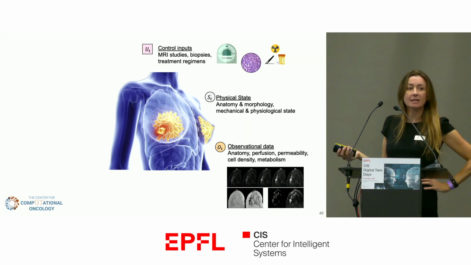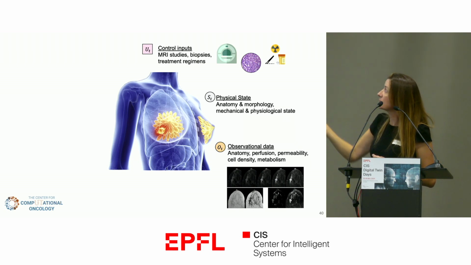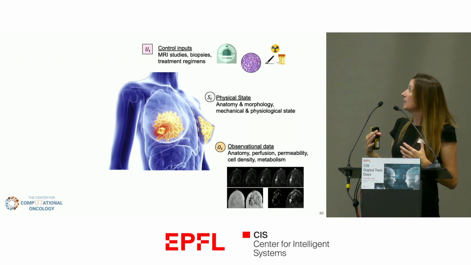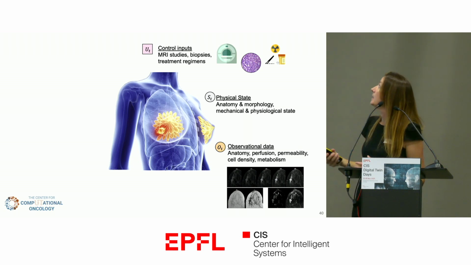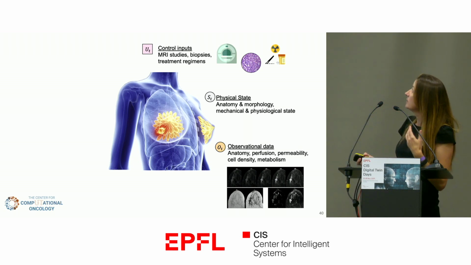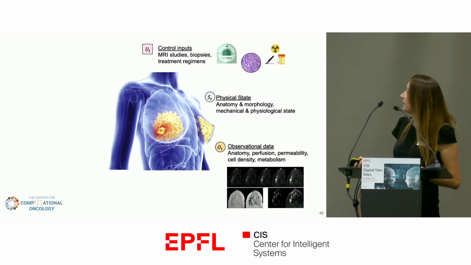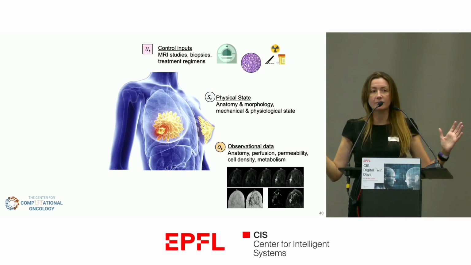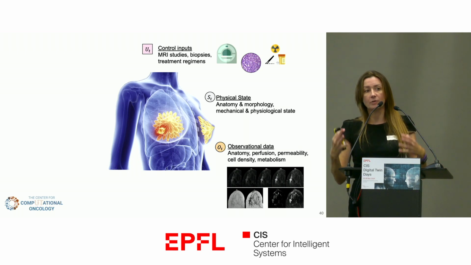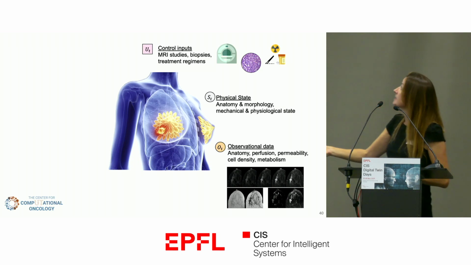But again, to go back to those 6 elements that I defined, here are the 3 elements in the physical space. The physical state, which needs to be the anatomy of the given patient, the vascular system, the mechanical and the physiological state, both of the tumor and of the underlying patient themselves. The observational data, which again, just like the aircraft example, comes in a lot of different modalities with different spatial resolutions and different temporal resolutions.